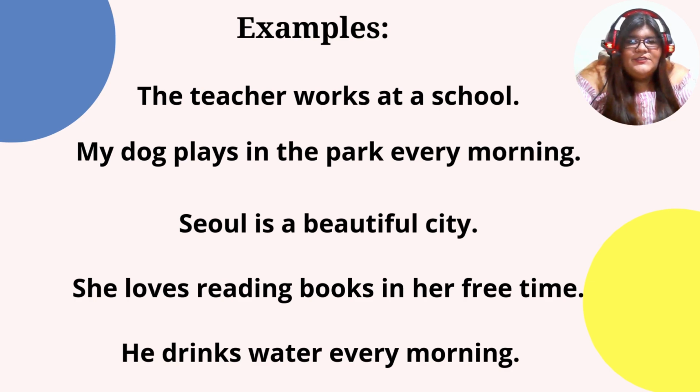Guys, now is your time to identify the noun in each example. And I know you'll be like, oh my god, I can't identify them easily. But don't worry, I'm here to help you and guide you through this process. You are not alone. For example, the teacher works at a school. My dog plays in the park every morning. Seoul is a beautiful city. She loves reading books in her free time. He drinks water every morning.